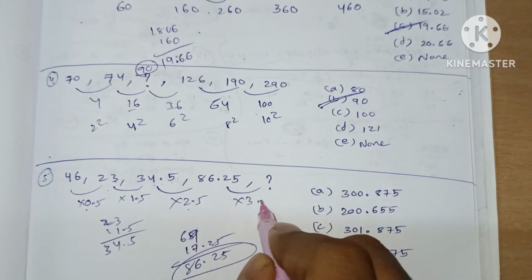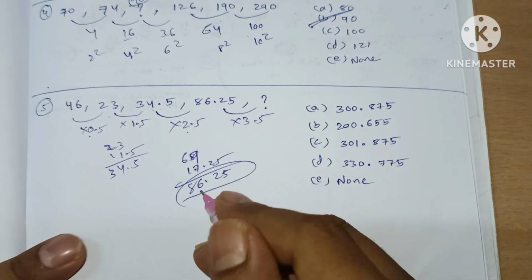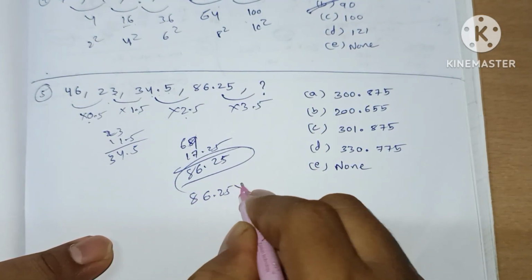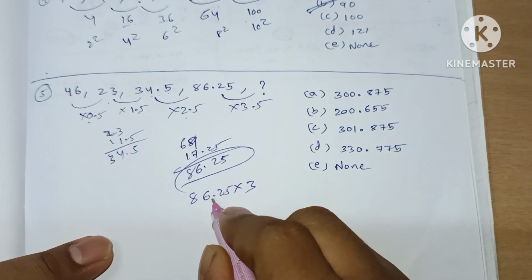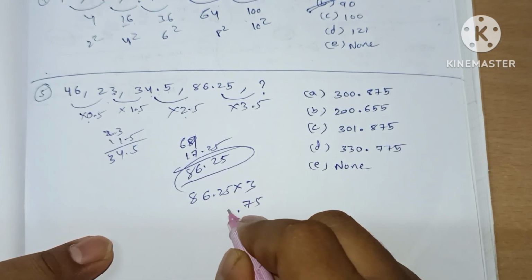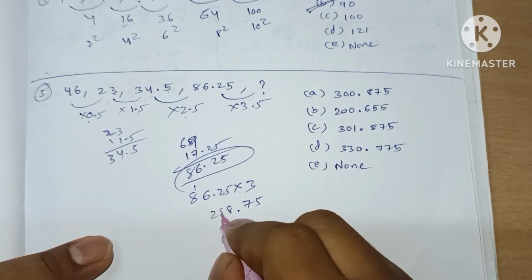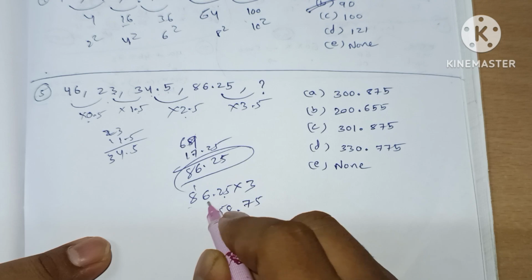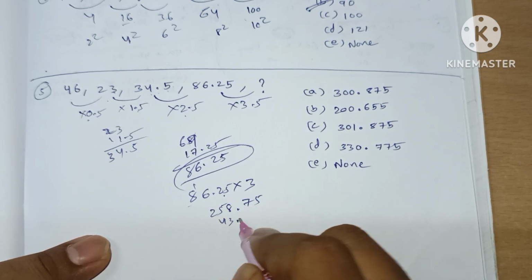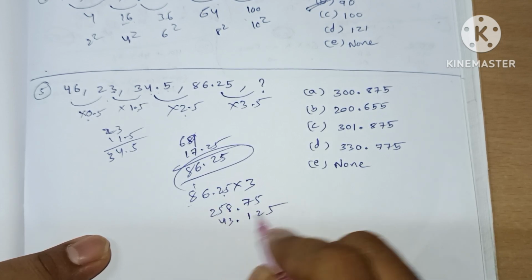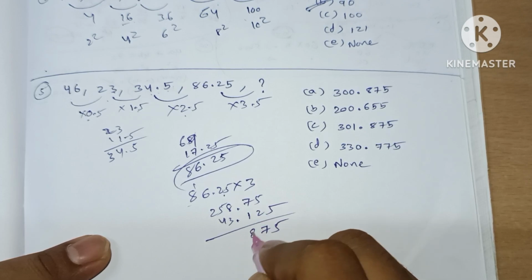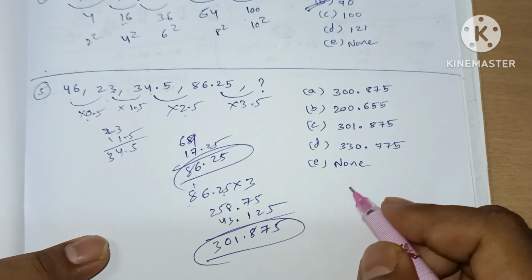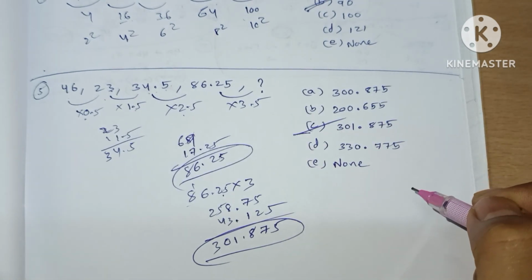So the next one must be times 3.5. So we'll see 86.25 times 3, which will be 258.75. So half of 86.25, half means 43.125, it will be 301.875. 301.875 is our answer. Option C is our answer.